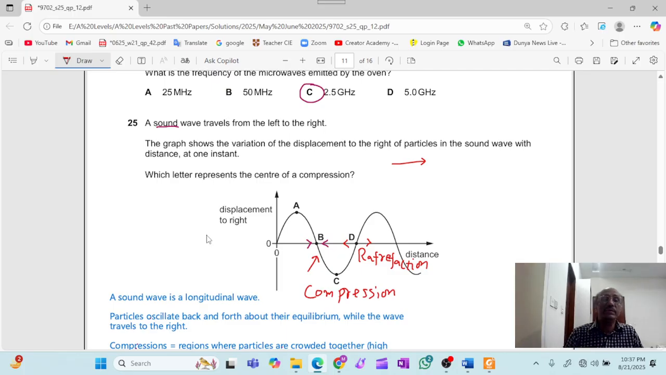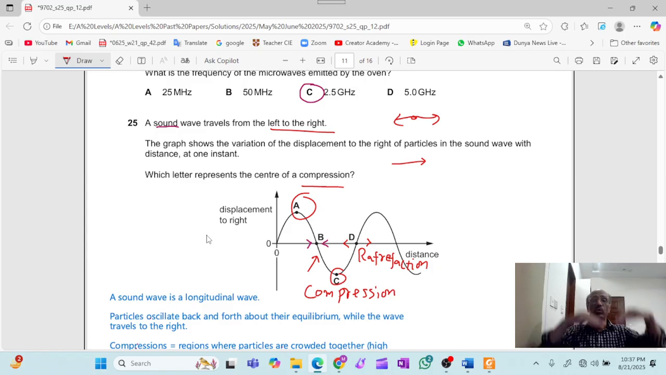Then after that, the sound waves. Now the graph is related to the sound wave. The particles move from left to right. In a sound wave, the particles move like this. So the graph shows the variation of the displacement to the right of the particles in the sound wave with the distance at one instant, which letter represents the center of the compression? Now point A is invalid, point C is invalid.